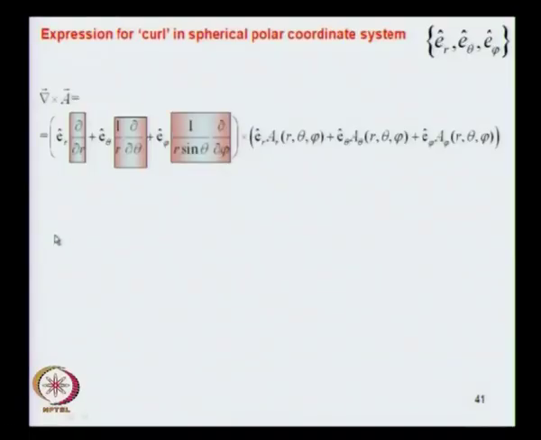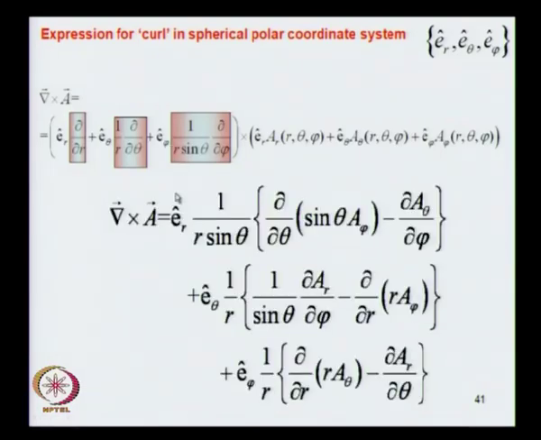Do not forget the scaling factors in the denominator, and once you do that, you will get the end result, which I will let you work out for yourself. So, this is the expression for the curl of the vector in the spherical polar coordinate system.